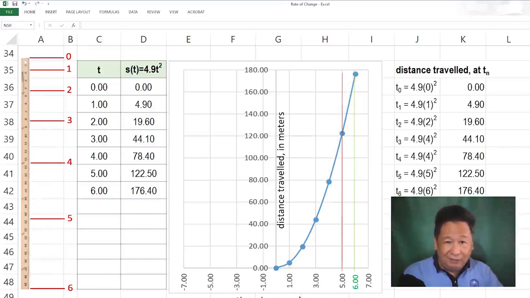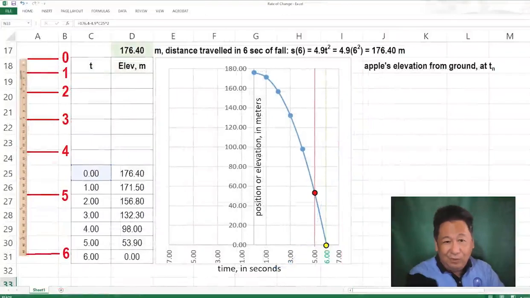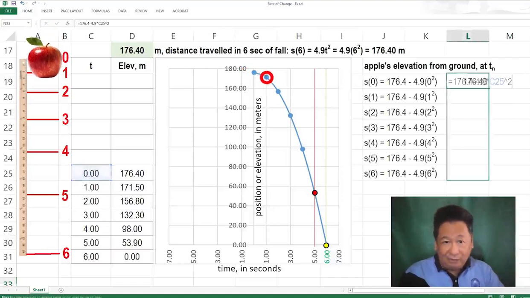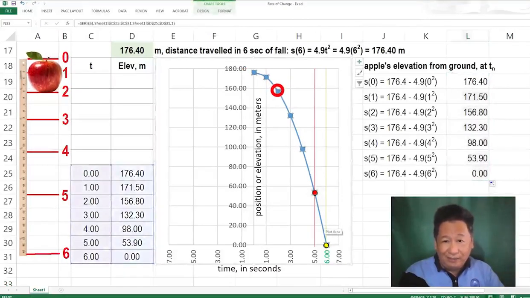Well, it looks a bit confusing seeing the apple falling down and the curve going up. This is because we're plotting distance traveled. Let's do something different. Let's plot the position, or elevation, instead of distance. We know that the distance traveled in 6 seconds is 176.4 meters. Let's put the apple at the position, or elevation, 176.4. Then at t equals 1, position is 176.4 minus s of 1. At t equals 2, position is 176.4 minus s of 2, and so forth.